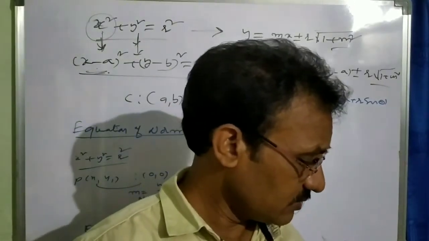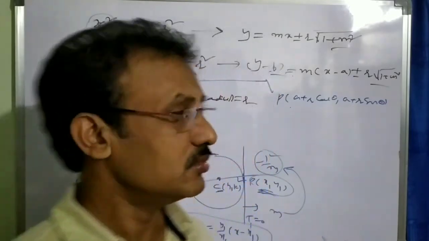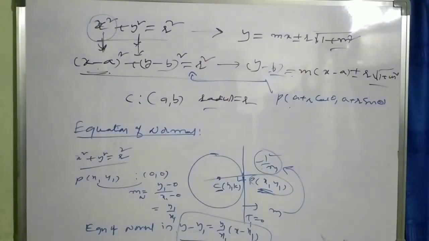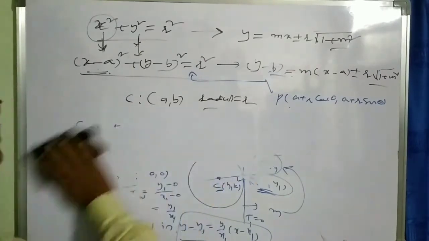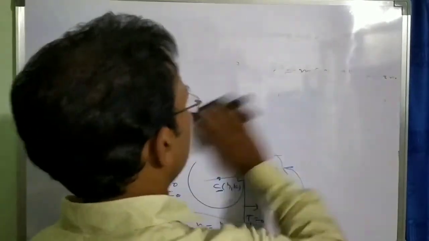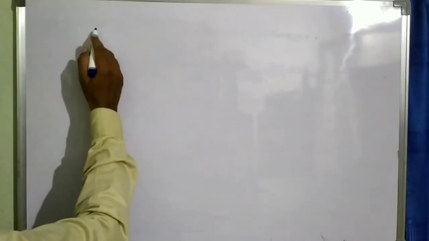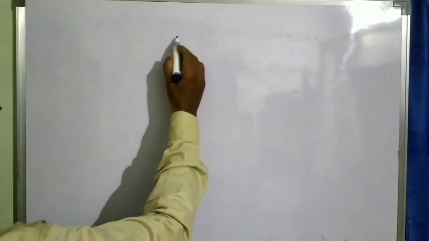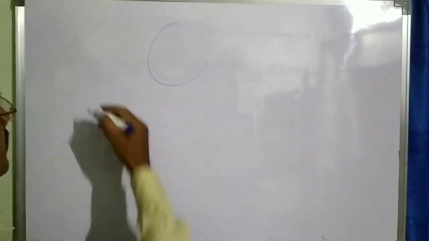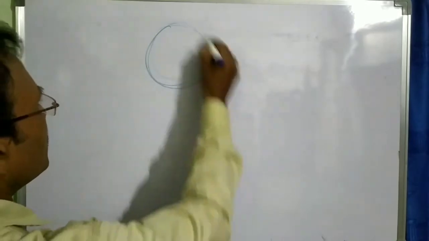And what can be studied more than this with respect to the normal? What can you learn more about the normal of the circle? Suppose you see the equation of the normal... it's not working.